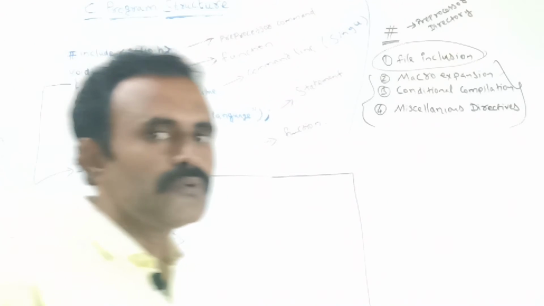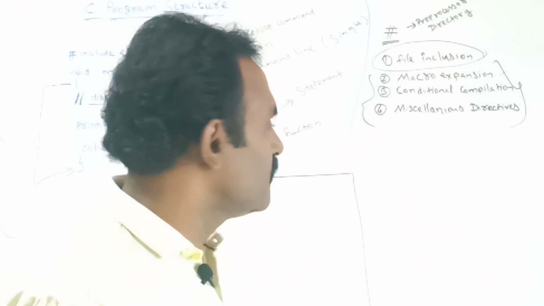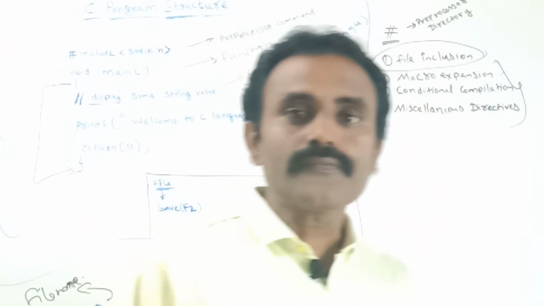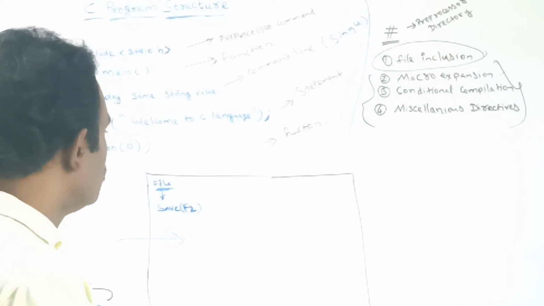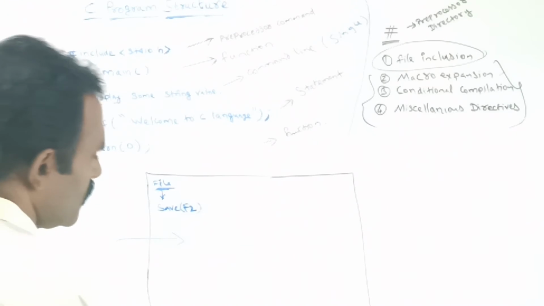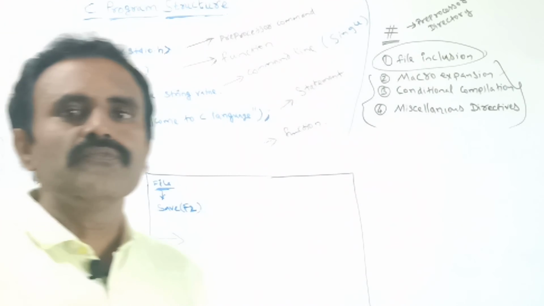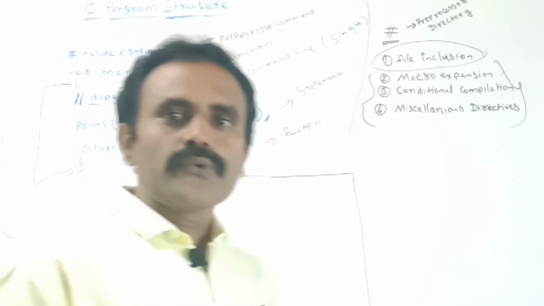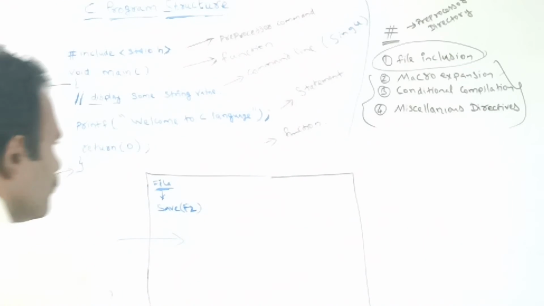Now we need to check the errors. Here, for debugging we should compile the program. For compiling the program we can use Alt F9. This is the shortcut key for compiling and running our source code.